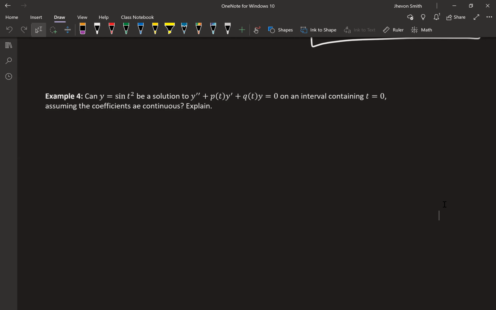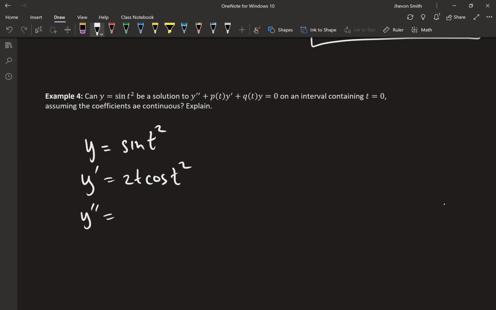I'm not sure what you mean by the root is imaginary. So here's how you would think about it. Try to find the derivatives and plug in. So the derivative of this would be 2t cosine t squared. The derivative of that would be 2 cosine t squared minus 4t.